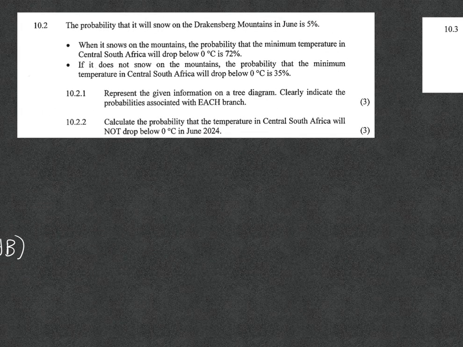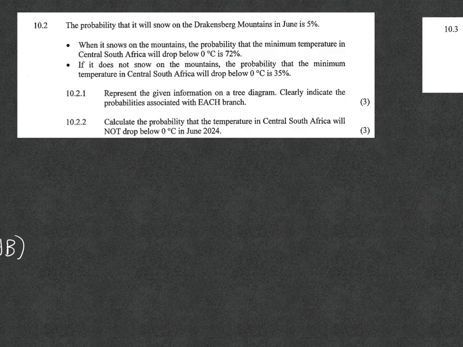The probability that it will snow on the Drakensberg Mountains in June is 5%. When it snows on the mountains, the probability that the minimum temperature in central South Africa will drop below 0 degrees is 72%. If it does not snow on the mountains, the probability that the minimum temperature in central South Africa will drop below 0 is 35%. Represent the given information in a tree diagram, clearly indicating the probabilities associated with each branch.